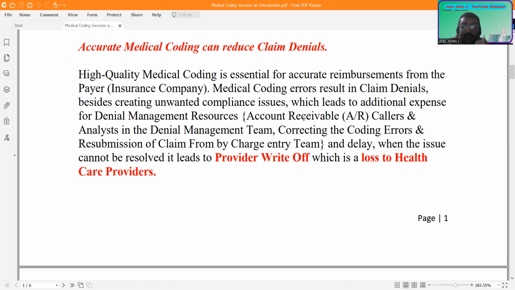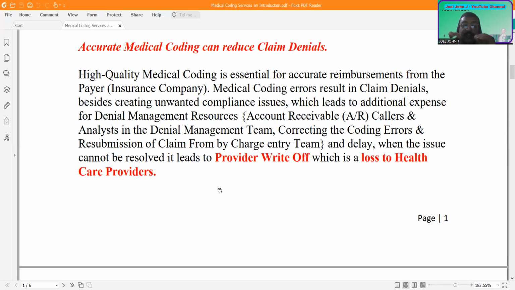And then there is correcting the coding errors and resubmission of the claim form by the charge entry team. And delay, when the issue cannot be resolved, leads to provider write-off, which is a loss for the healthcare provider. That's what I said earlier. When the timely filing limit is missed because of this, then the provider will be in a situation to write off the claim, even if you cannot go for appeal in that case as per the insurance plan. Those will be a loss, right?